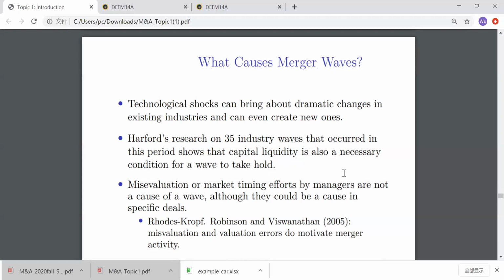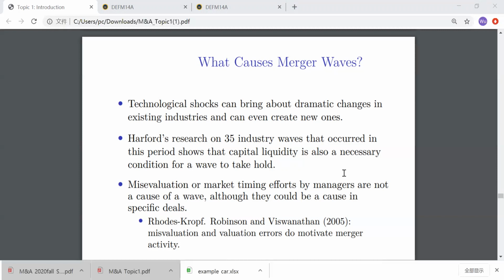So the idea is that in order to buy another firm, you need to raise capital, right? If the capital liquidity is high, that means you can sell the assets and raise the capital quite easily. That's also a catalyst for a merger wave, right?